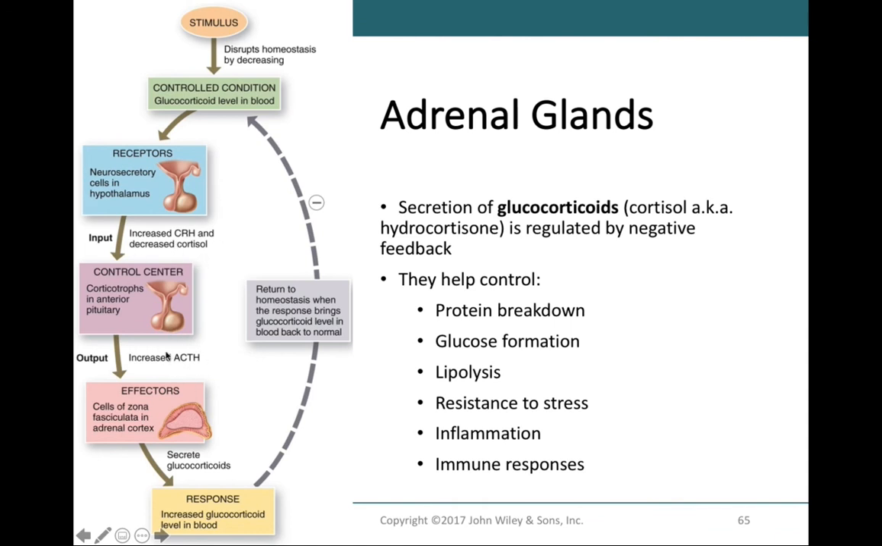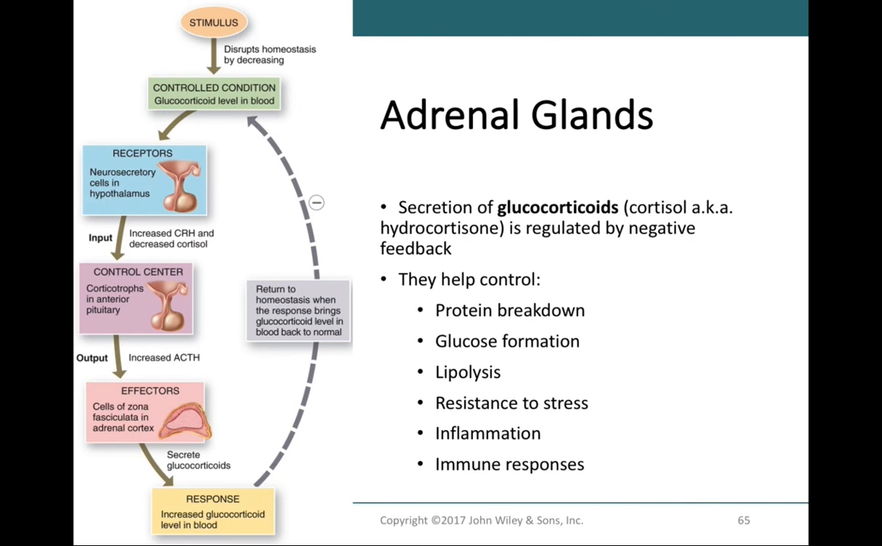So ACTH will then make its way down to the zona fasciculata, that is that middle layer in the adrenal cortex, and then we're going to stimulate the release of more glucocorticoids. Once the level of glucocorticoids is back to normal, we have then seen our negative feedback loop make its way around in the circuit. So this just goes to show once more how important negative feedback is when discussing the endocrine system.